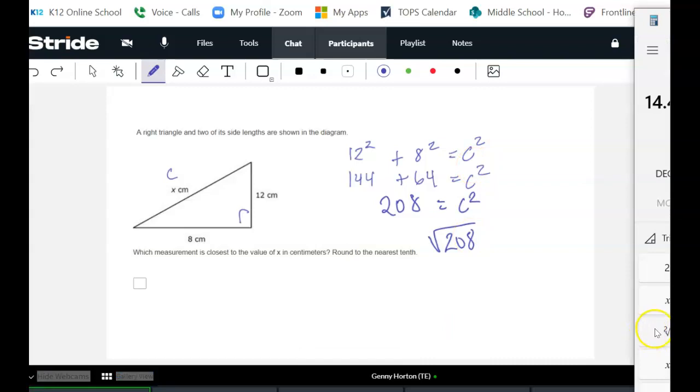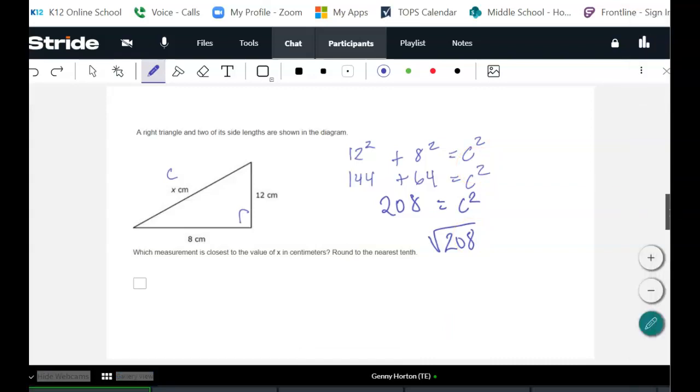You should be able to just push that square root sign. So 14.42. So rounded to the nearest 10th, it would be 14.4.